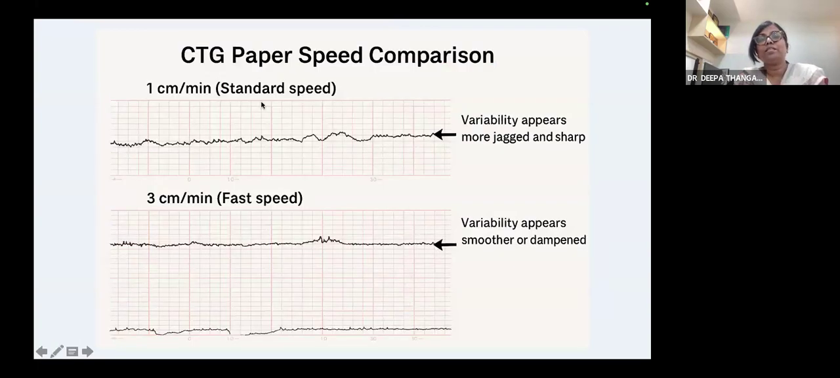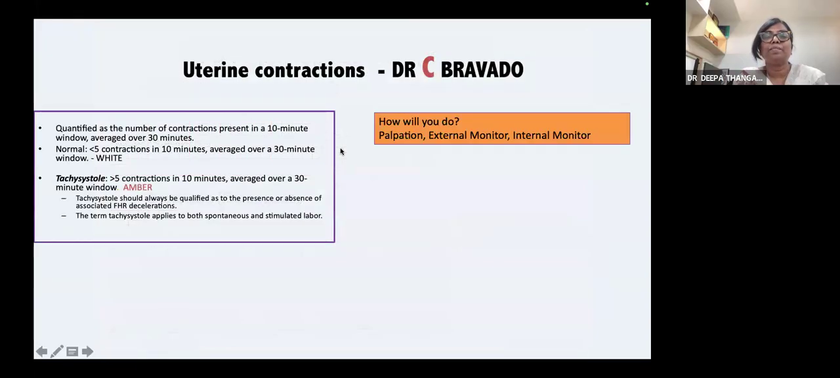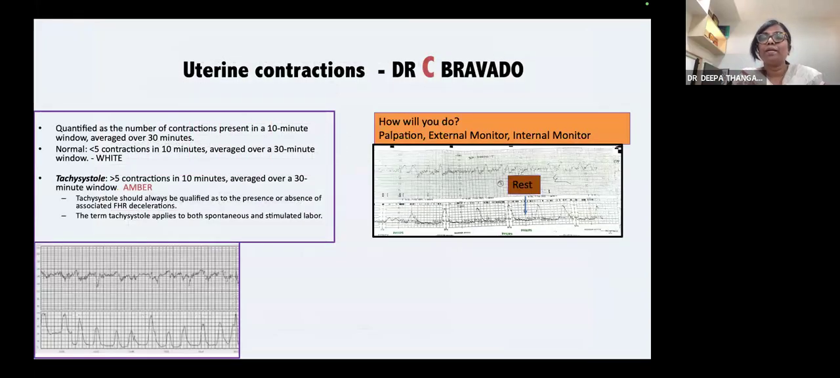One centimeter per minute is the standard speed at which you will see the variabilities. If you use 3 centimeters per minute, you will use more paper, like 9 centimeters of paper wasted, and your variability will be stretched. And you can't see the acceleration. You can see acceleration properly only if the speed is set at 1 centimeter per minute. We'll go one by one.